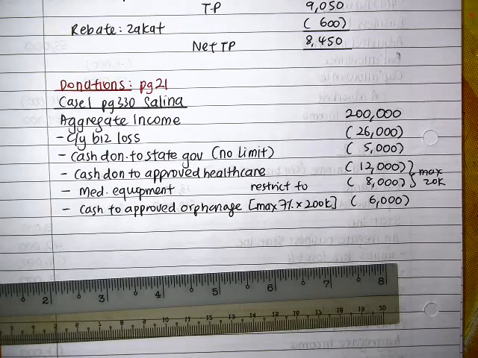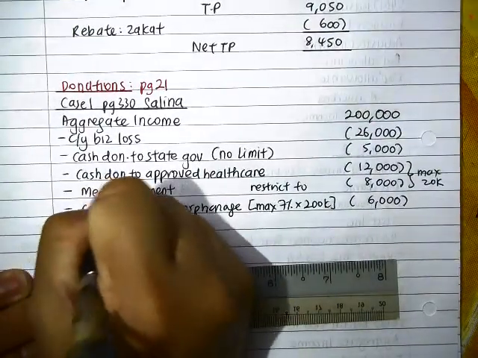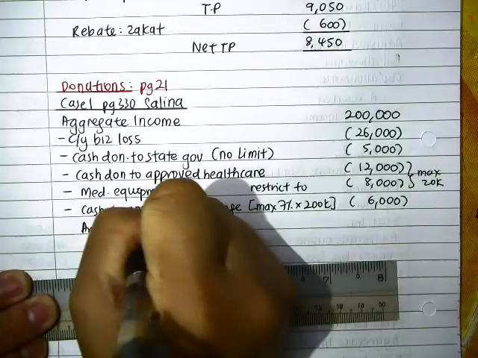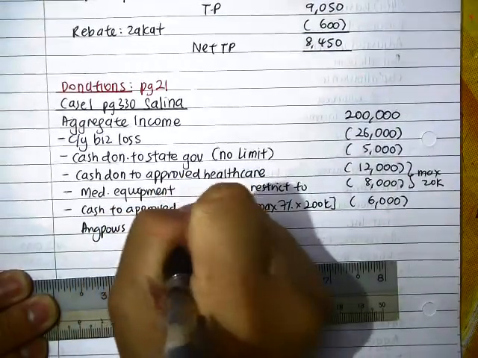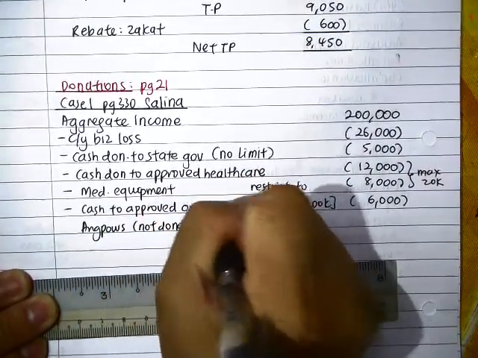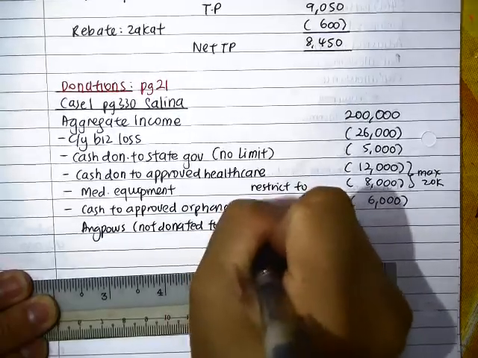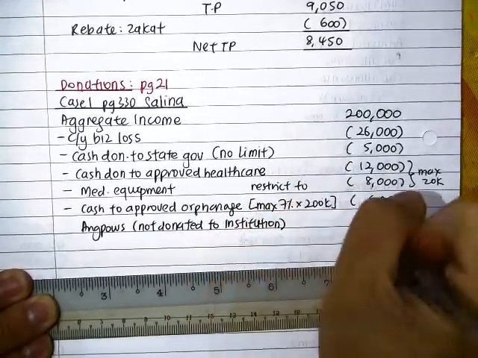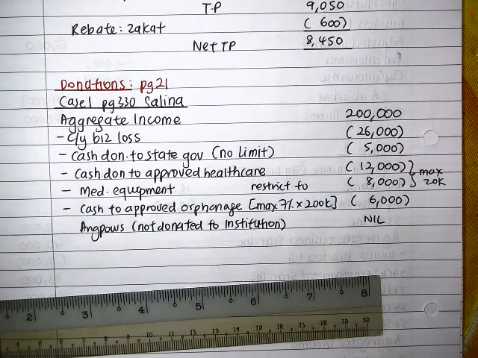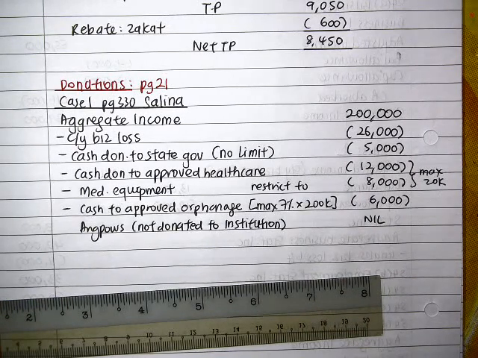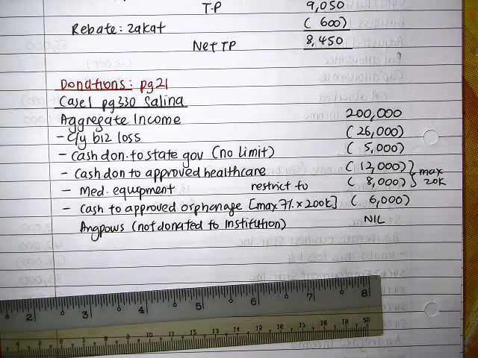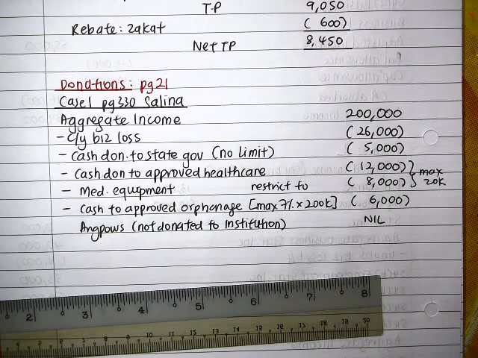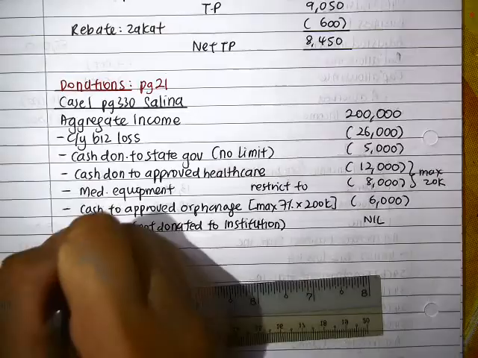It's not approved already. Can you see or not? Ang paos are not donated to the institution. So it's not approved. So it makes a lot of difference. Okay. Now zakat you're gonna claim as a rebate. Then you donated sports equipment, right?